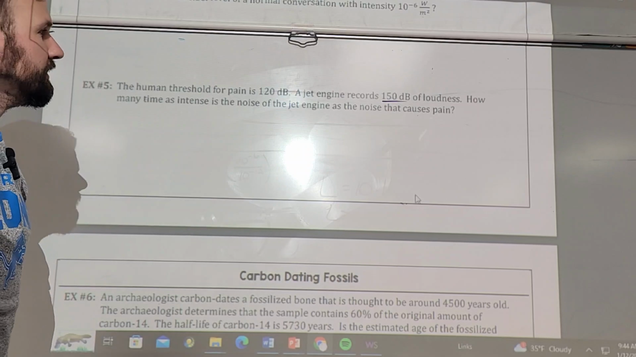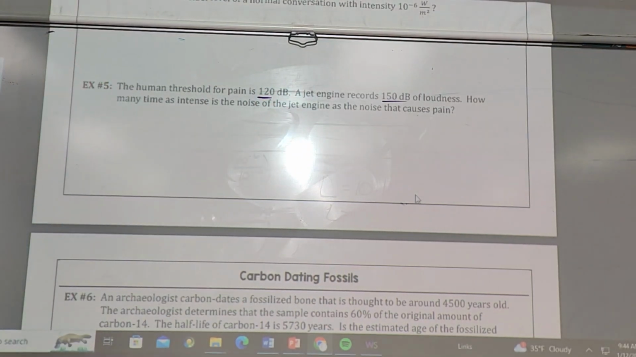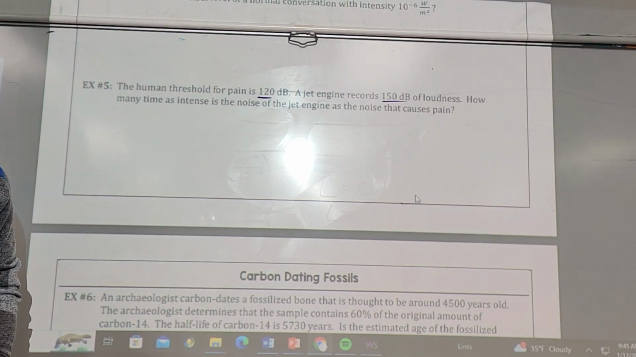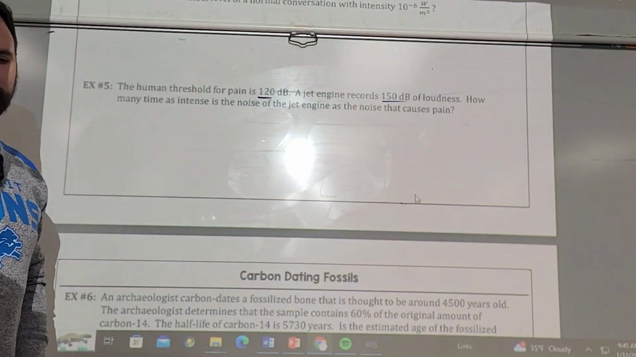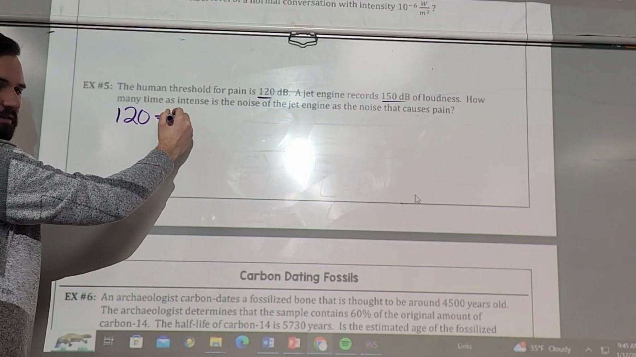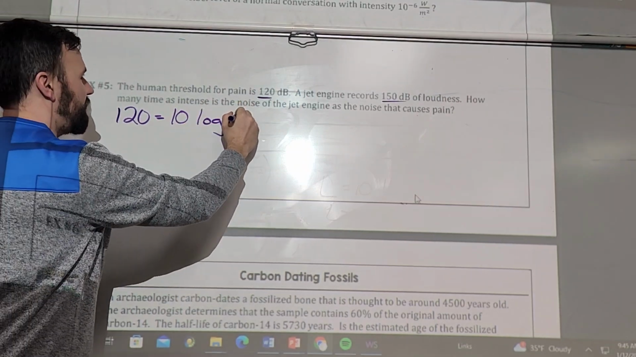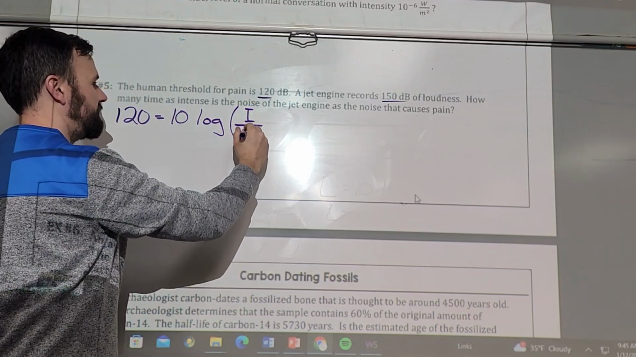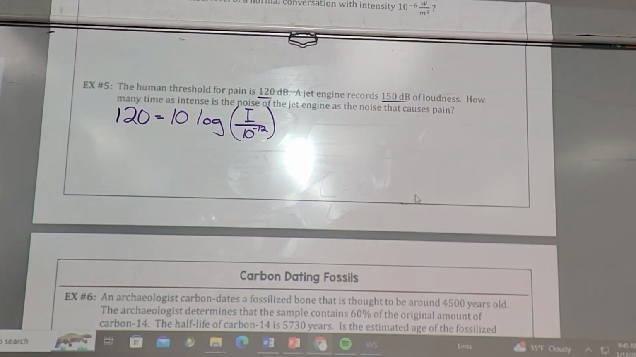How are we going to do this? If I'm finding a ratio, I have to find both I's, right? So I have to solve it twice. I have to set up 120 equals 10 log of what over what? Of what I'm looking for over 10 to the negative 12. So I have to solve for I on that one.